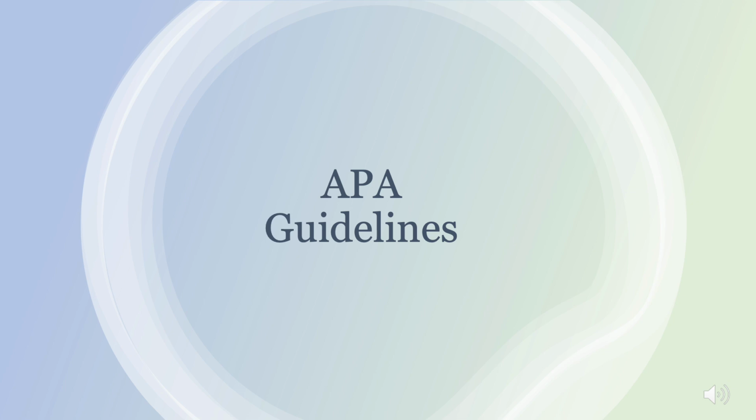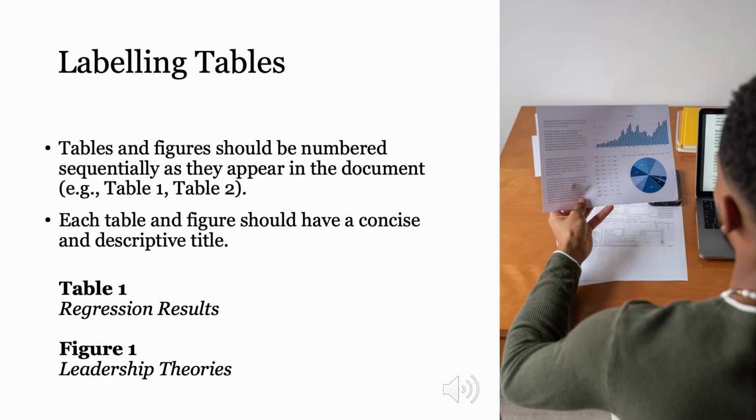Over the next few slides, we will talk about APA guidelines for presenting tables and figures in research studies. When including tables and figures in your study, proper numbering and titles are very important. All tables and figures should be numbered sequentially in the order they appear in your document. For example, your first table should be labeled as Table 1, the second is Table 2, and so on. The same rule applies to figures, Figure 1, Figure 2, and so forth.